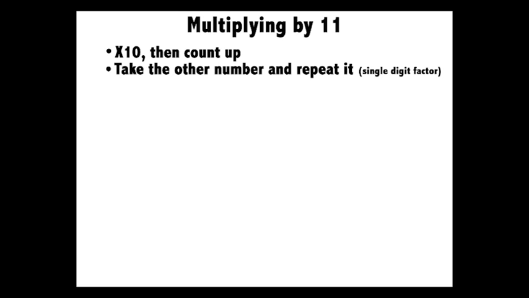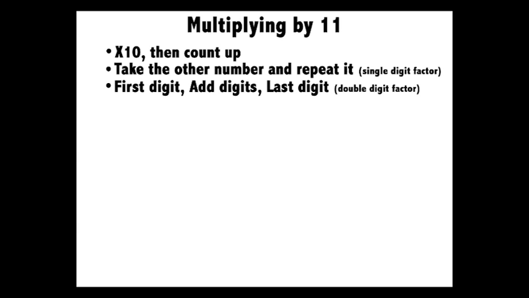The next trick I'd like to show you can be used when multiplying by a double-digit factor. First, you take the first digit. You're going to add the 2 digits together. And last, you'll take the last digit to get your answer. Let me explain what that looks like.